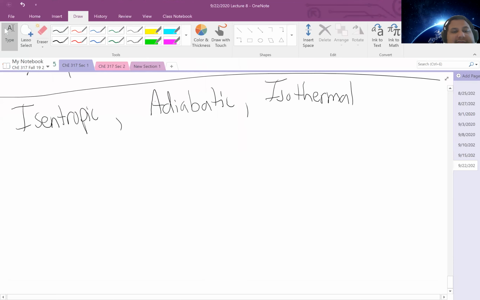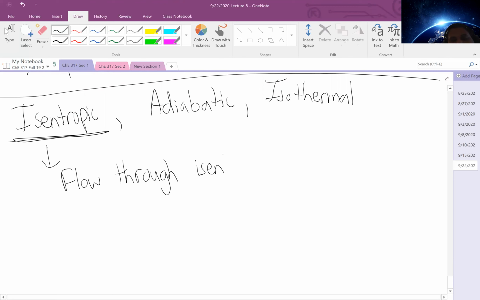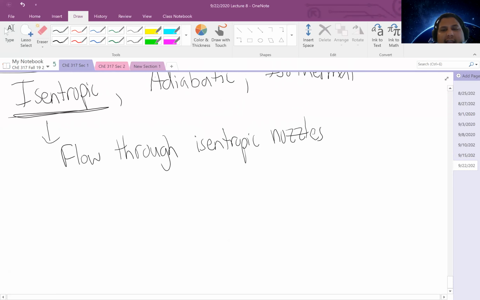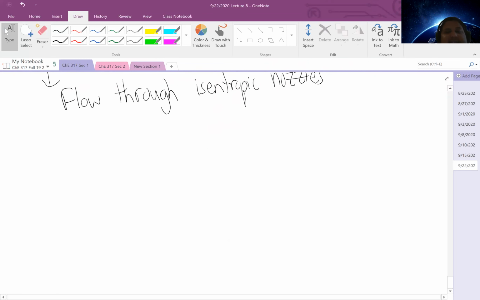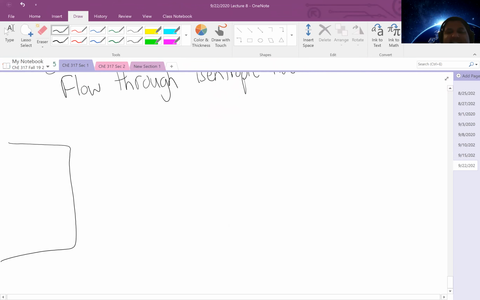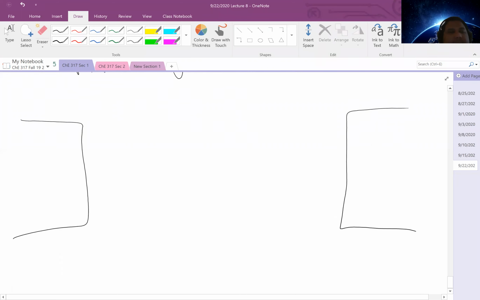So for isentropic flow, this is often referred to as flow through nozzles, primarily because it's one of the only ways in which you can obtain confined sonic and supersonic flow. And so the way these systems are considered and analyzed is following an illustration that I'm showing here.